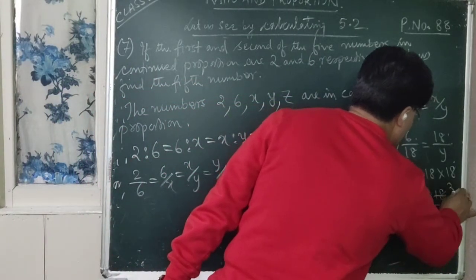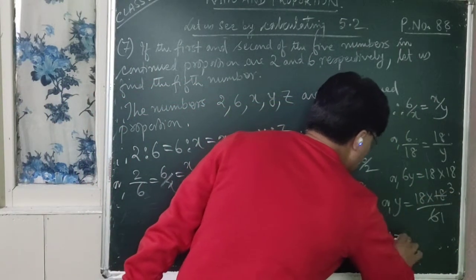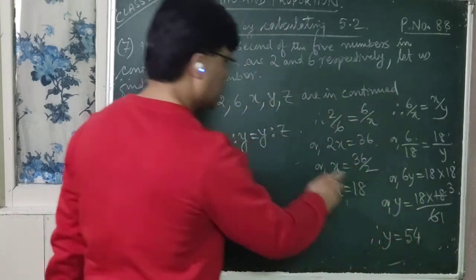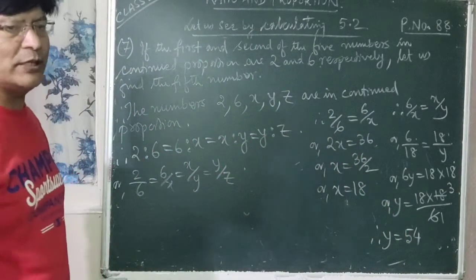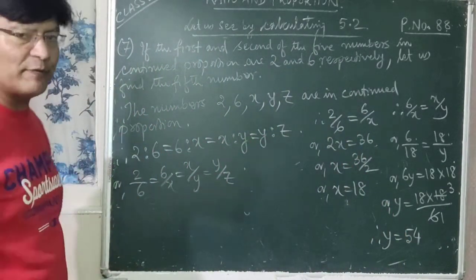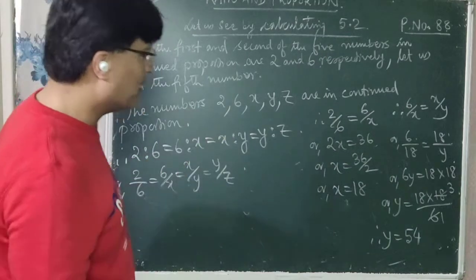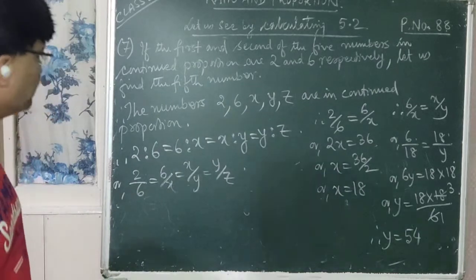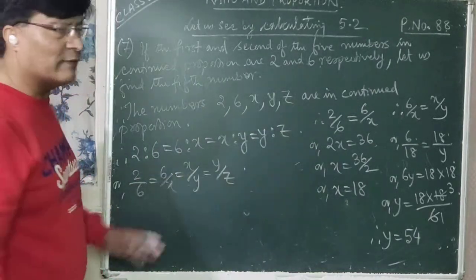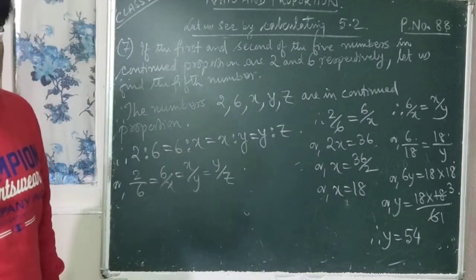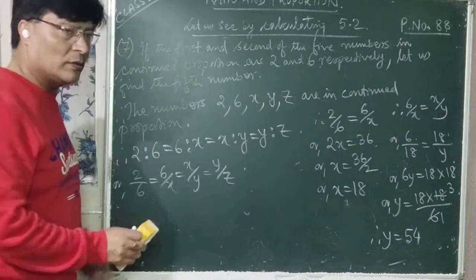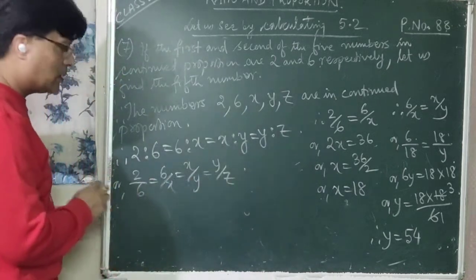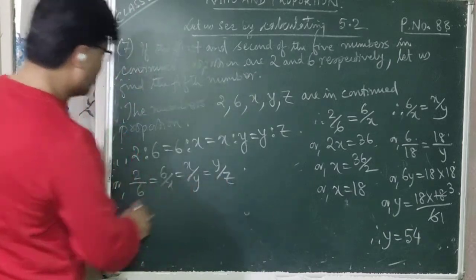6 1s are 6, 6 3s are 18. That means y is equal to 18 3s are what? 3 8s are 24, 4, 2. 3 1s are 3 plus 2 is 5. That is your 54. That is we have got the value for y. That is y is equal to 54. Right? So now we have to get the value for z. But you have to get the fifth number, isn't it? So which ratio will you write? That is third ratio is equal to fourth ratio.